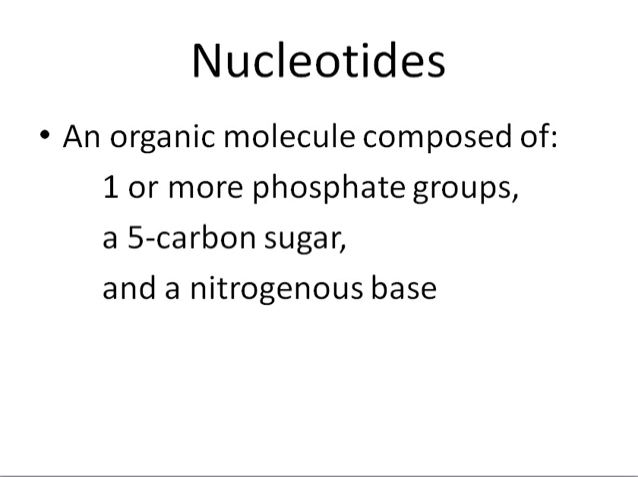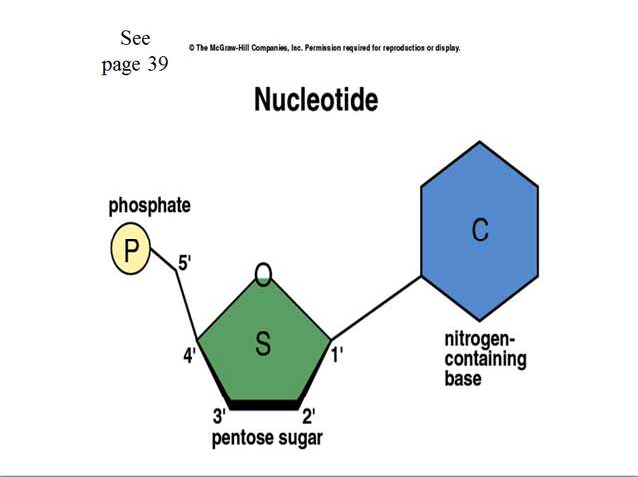These nitrogen-containing bases are attached to a 5-carbon sugar. Attached to the other end of the sugar is one or more phosphate groups. This diagram represents a simplified picture of a nucleotide. In blue is the nitrogenous base. The green pentagon represents the 5-carbon sugar, and the yellow circle with a P in it is the phosphate group. Only 4 different nucleotides are used to make all DNA. These nucleotides differ in which nitrogenous base is present.